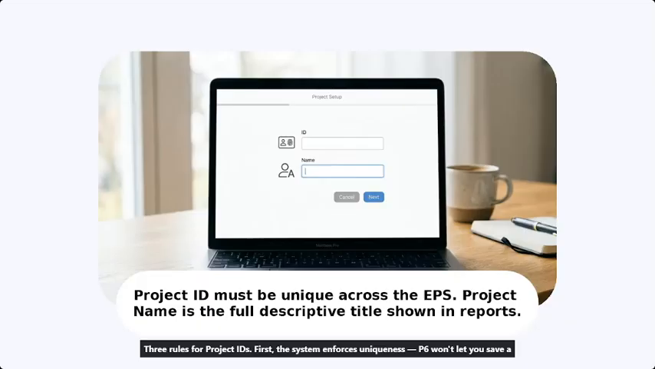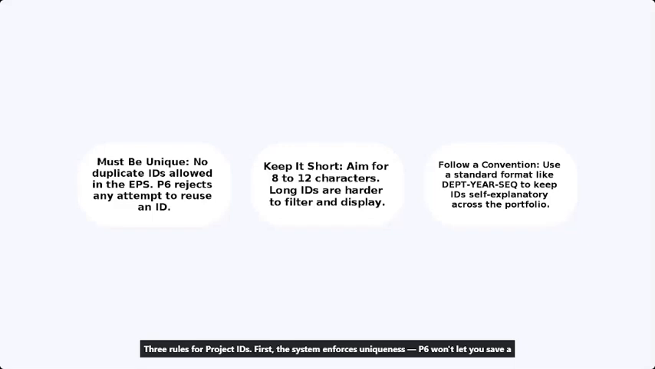Three rules for project IDs. First, the system enforces uniqueness. P6 won't let you save a duplicate. Second, keep IDs short, around 8 to 12 characters. They display cleanly in columns and reports. Third, follow a naming convention. A consistent format like DPT or SEQ makes the whole portfolio far easier to manage as it grows.